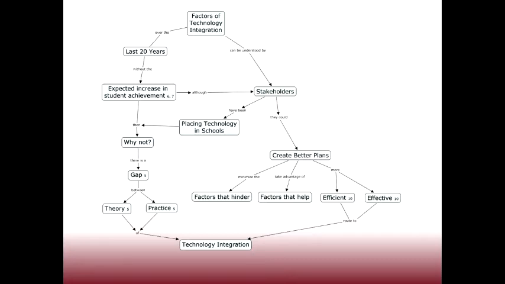It has been shown that the introduction of technology into classrooms, when implemented correctly, has increased student achievement. Over the last 20 years, the stakeholders of education have been placing technology into schools with the hopes of reaping these benefits. This investment in technology has not translated, however, into increased academic achievement. If educational stakeholders had identified factors of technology integration, they could create technology plans that minimize the factors that hinder and maximize the factors that help. This, in turn, could lead to more efficient and effective plans to technology integration.